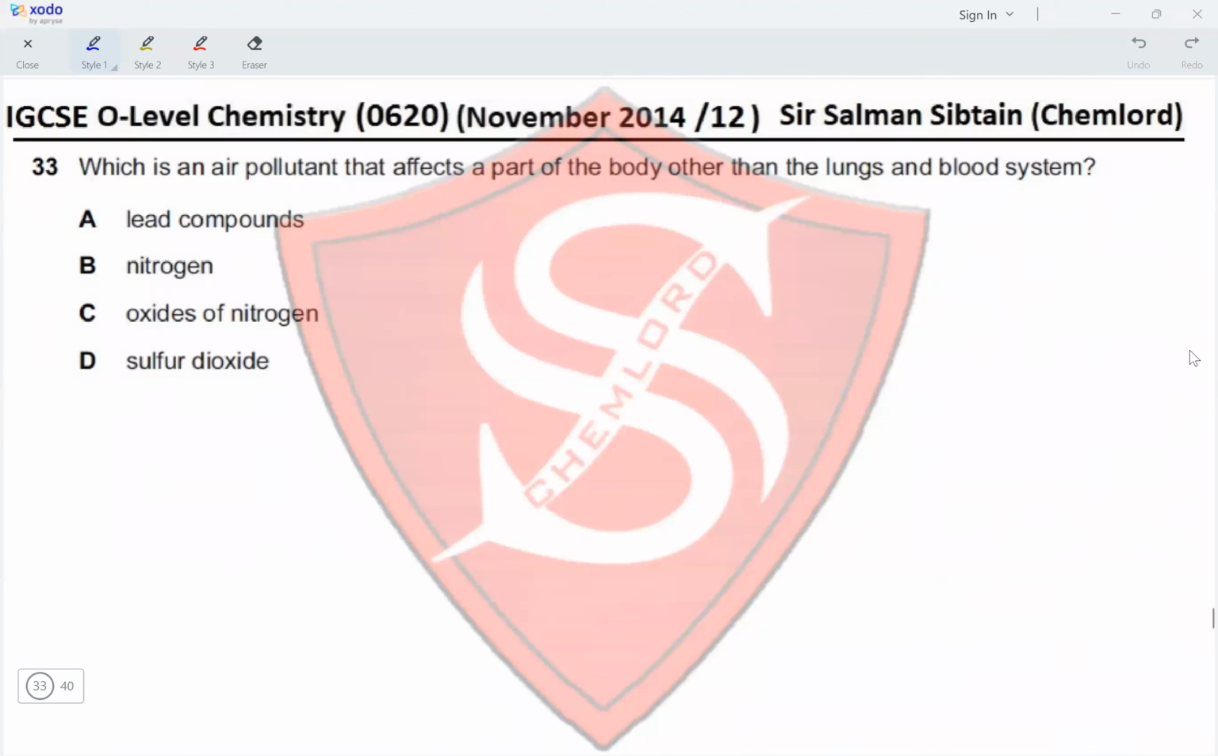Question 33. Which is an air pollutant that affects a part of the body other than the lungs and the blood system? So we've got lead compounds. Lead compounds are poisonous to the mental capacity, so it affects the brain. Nitrogen affects the lungs? No, nitrogen will have no effect. Oxides of nitrogen will affect the lungs, which is the next option. And sulfur dioxide will also affect the lungs. So this makes option A the correct option for this question.